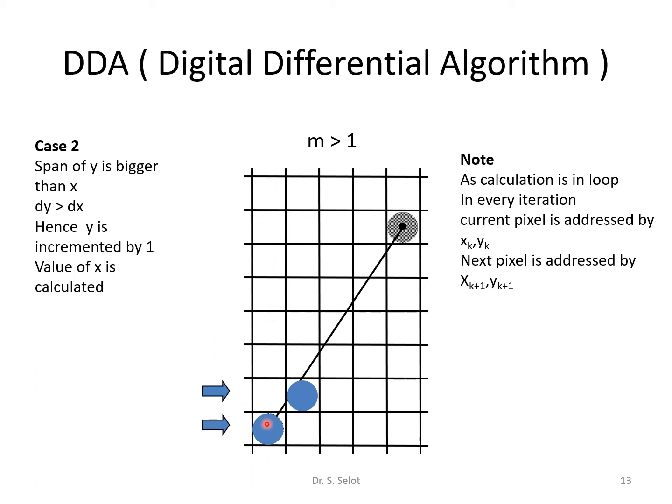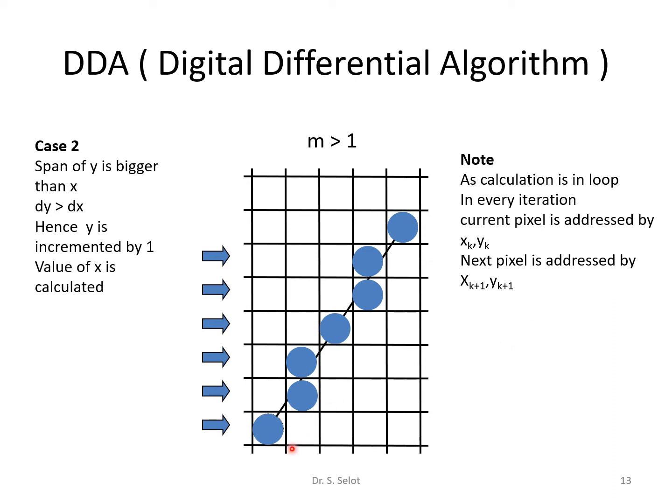So whichever span is higher, we'll increment that value by 1 and perform the calculation on the other coordinate. Here, since we have a larger y span, we are incrementing y by 1 and we'll perform calculation on x. And let us see, the pixels generated over here will be more as compared to the previous slide. 1, 2, 3, 4, 5. So 5 pixels are generated against the 3 in the last slide. So obviously, for the case m greater than 1, increment the value of y by 1 and perform the calculation on the x value.